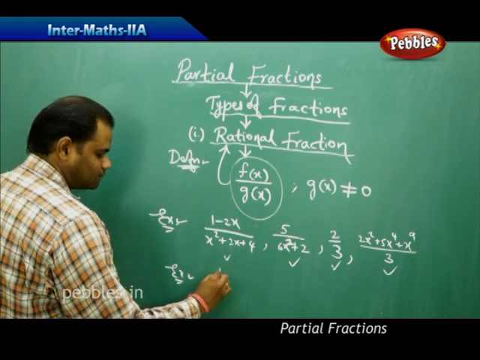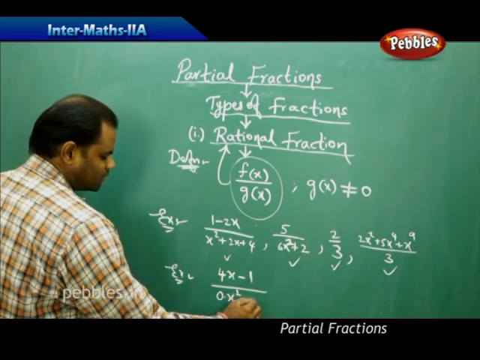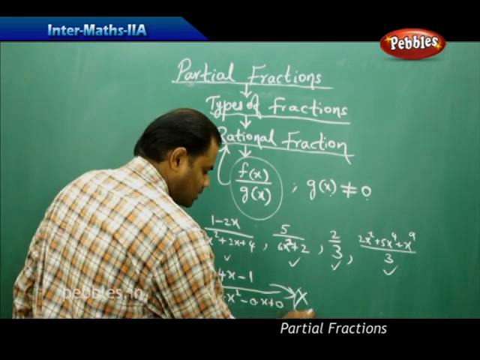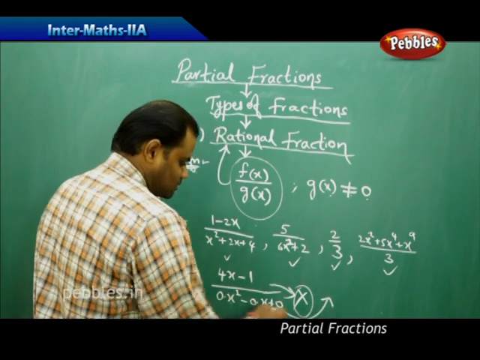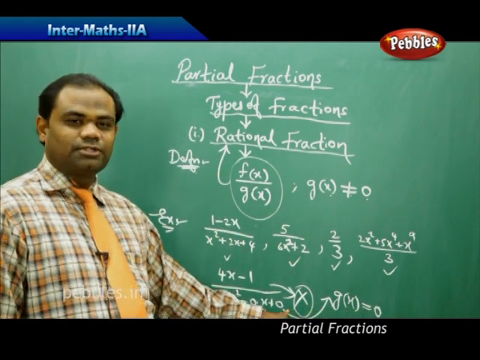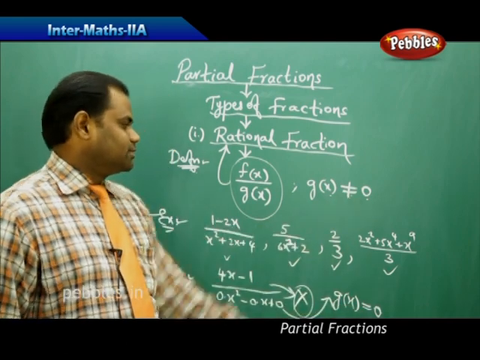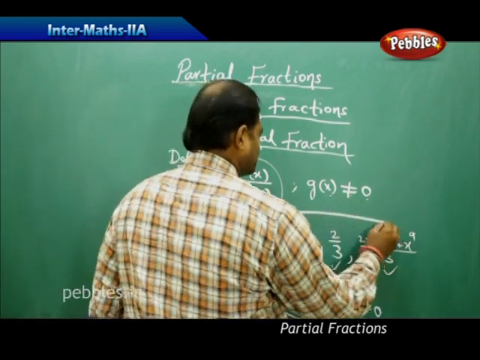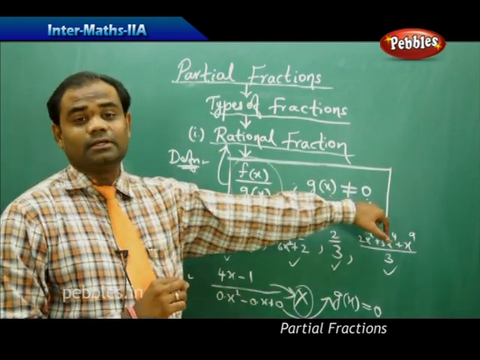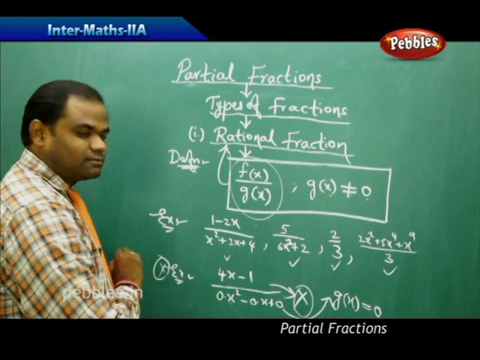Now, if I have 4x minus 1 by 0x squared minus 0x plus 0, this is not a rational fraction. The reason is that when I simplify the denominator, it is clearly 0 times 0 times 0, which gives 0, so the denominator g of x equals 0. This contradicts the definition, which says that for a rational fraction the denominator polynomial must be a non-zero polynomial, and hence this cannot be a rational fraction.